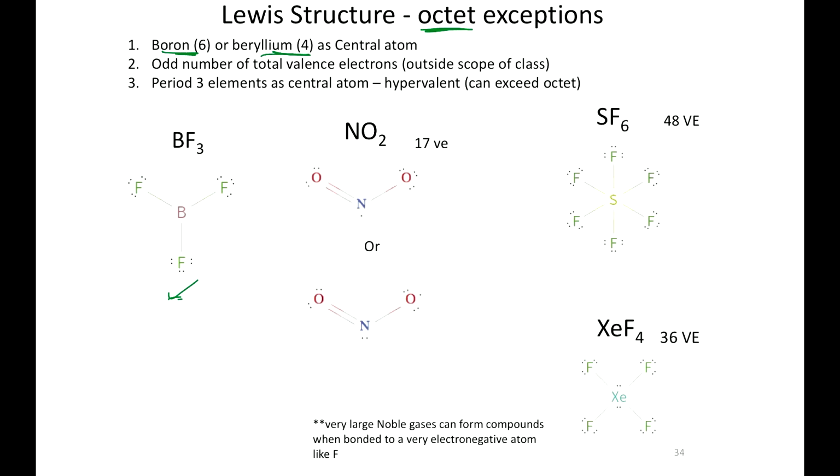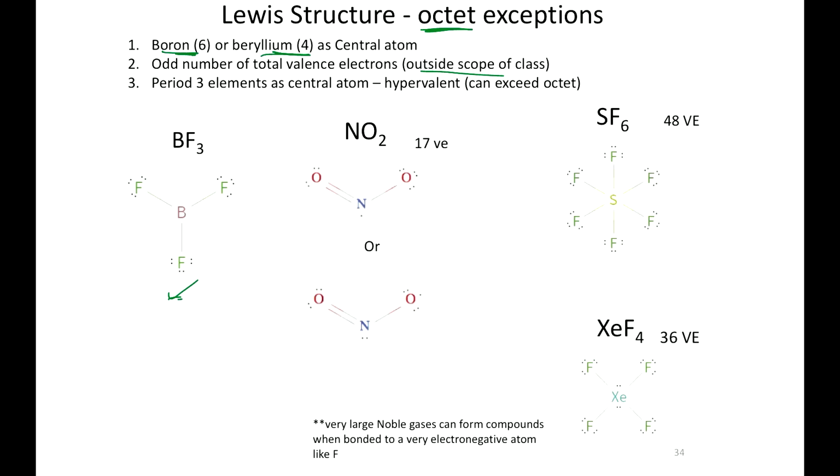The second example of octet exceptions are any compounds that have an odd number of valence electrons. If you have an odd number of valence electrons, it's impossible for every atom to have 8 electrons in its octet, right? So here's an example, NO2. If you count how many valence electrons there are, there's 17. We cannot in this class draw these Lewis structures. So this is outside the scope of this class. We'll never ask you odd number of valence electron compounds because we can't get those to have satisfied octets.